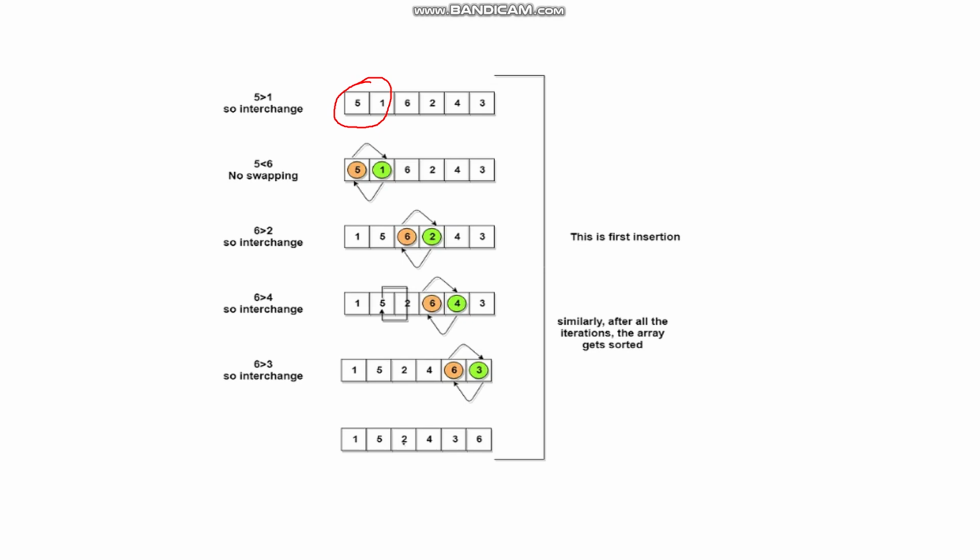Next, the 5 is compared with the 6. The 5 is less than 6, so there is no need for the swap operation, because the second value is the highest. Let's come to the third pair.